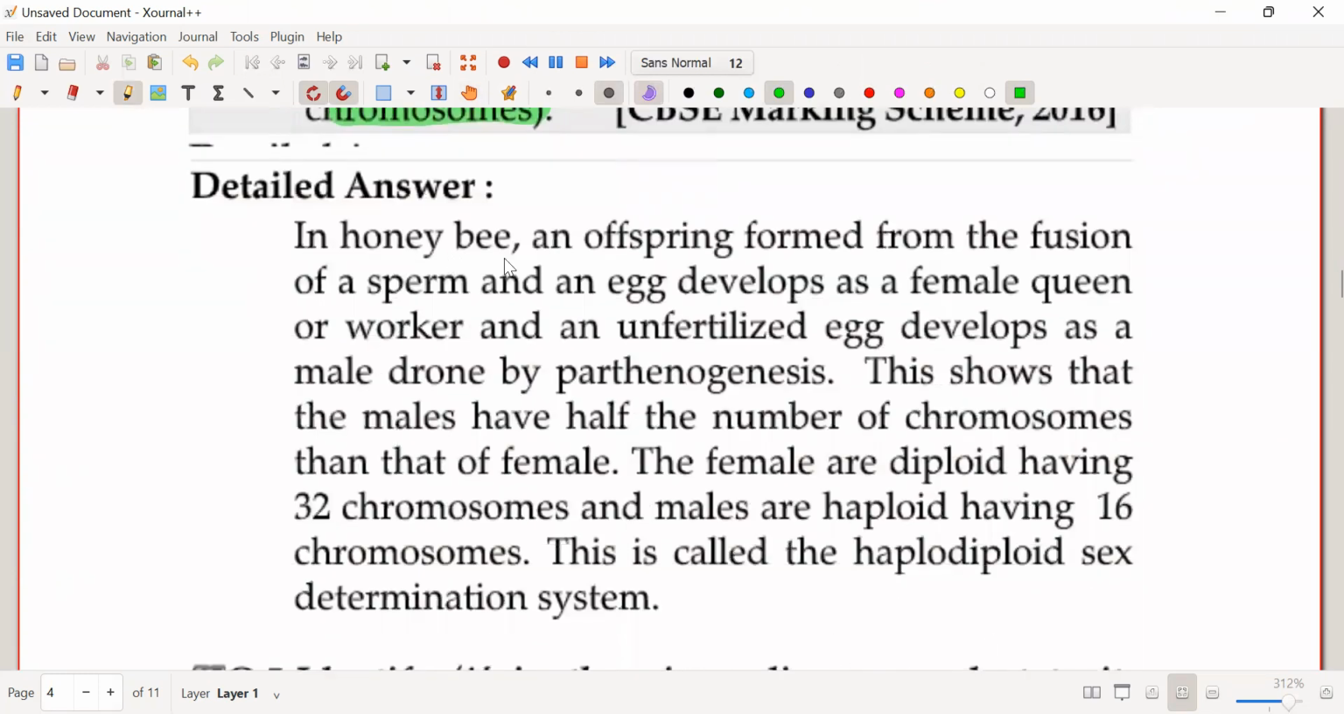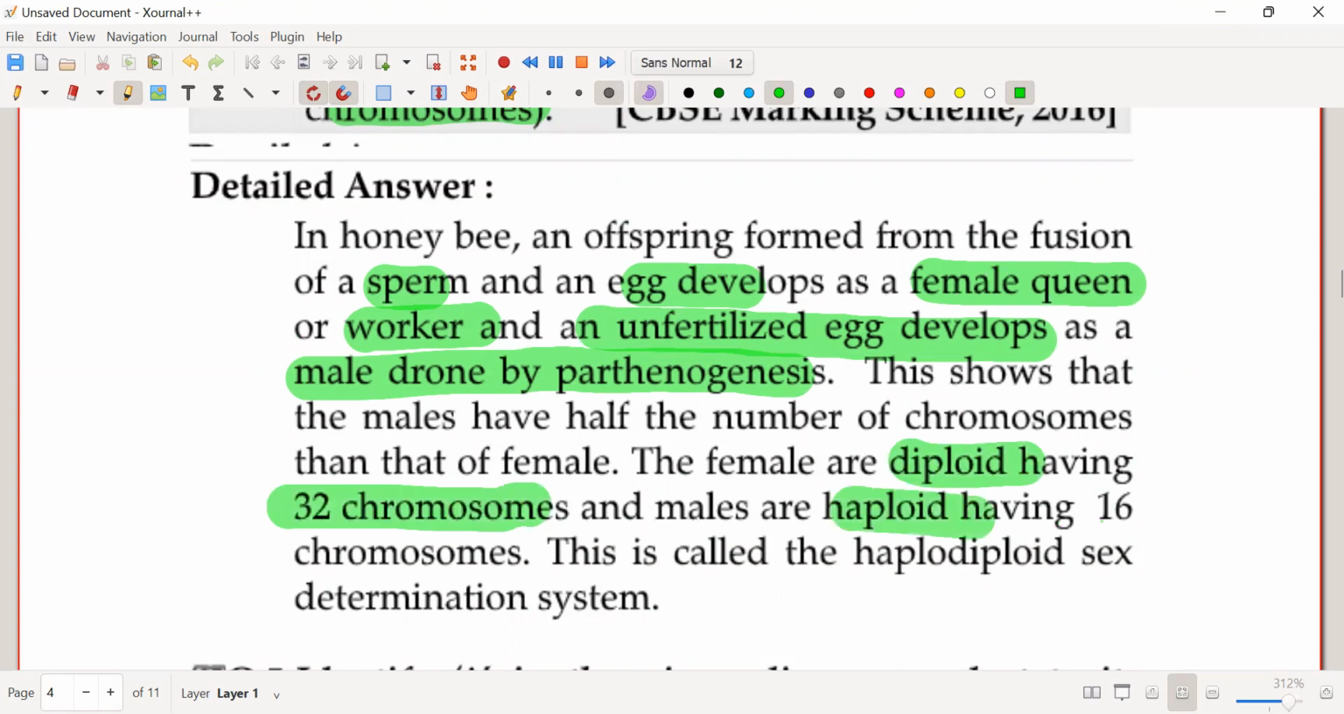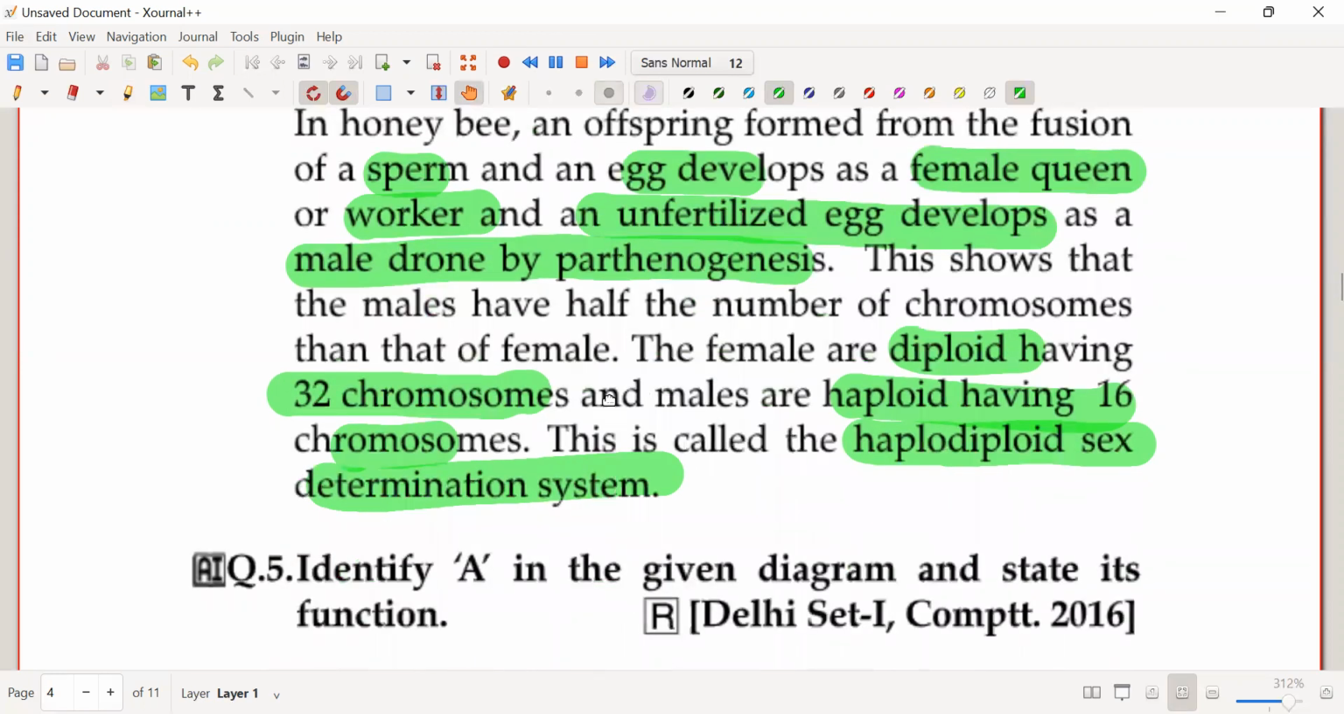In detail, in honeybee, an offspring formed from the fusion of sperm and egg develops as a female queen or worker. An unfertilized egg develops as a male drone by parthenogenesis. This shows that the male has half the number of chromosomes of the female. The females are diploid with 32 chromosomes. Males are haploid with 16 chromosomes. This is called the haplodiploid sex determination system. Very good.